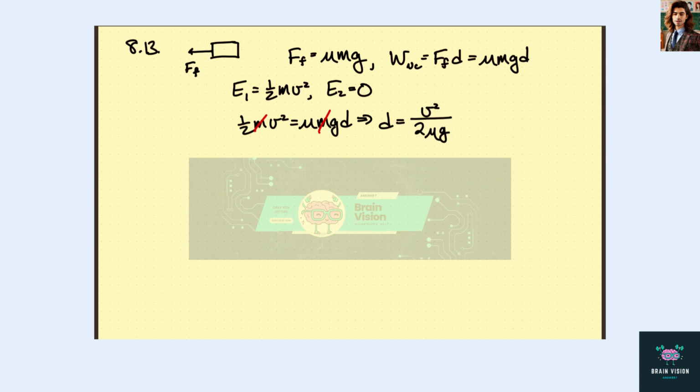We're told a sled is given a kick on a frozen pond. The kick imparts to the sled initial velocity v, or initial speed v. The coefficient of kinetic friction between the sled and the ice is mu k, which I've just called mu here. I want to use energy considerations to find the distance the sled moves before it stops.